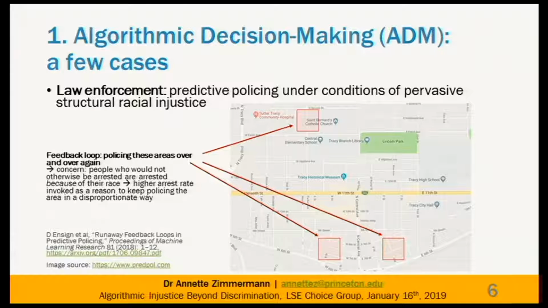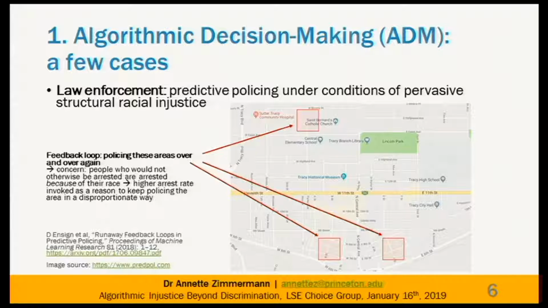So that's kind of the first immediate concern. Because we can't measure actual crime, we rely on this proxy of arrests. The problem is, once this algorithm tells you there's a high crime area, you just keep policing that area really, really heavily. So it exacerbates the problem.